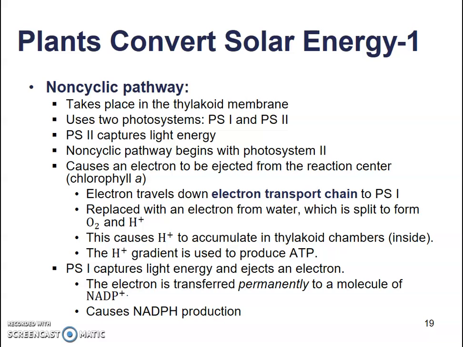The H+ gradient is used to produce ATP. So the hydrogen ions go from high concentration to low, and that helps make ATP. Photosystem 1 captures light energy and ejects an electron. The electron is transferred permanently to a molecule of NADP+, and it causes the production of NADPH.